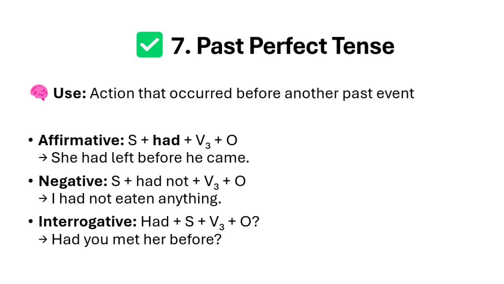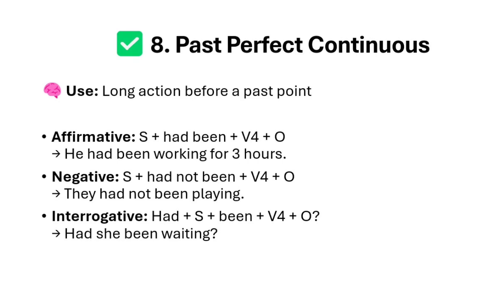Now see the interrogative sentence structure. Had plus subject plus third form of verb plus object. Example, had you met her before? Now here we have only one helping verb, that is had. Okay. So now let's move to past perfect continuous tense. Now let's see past perfect continuous tense. This tense is used to tell about a long action before a past point.